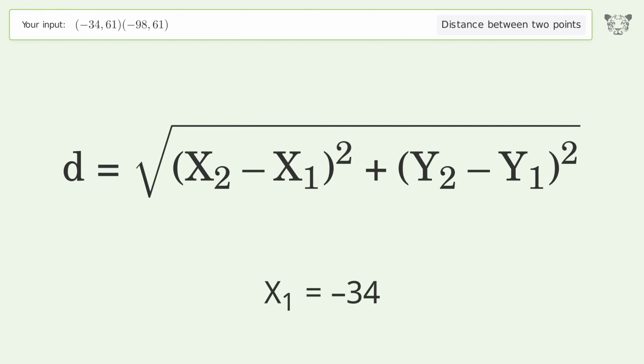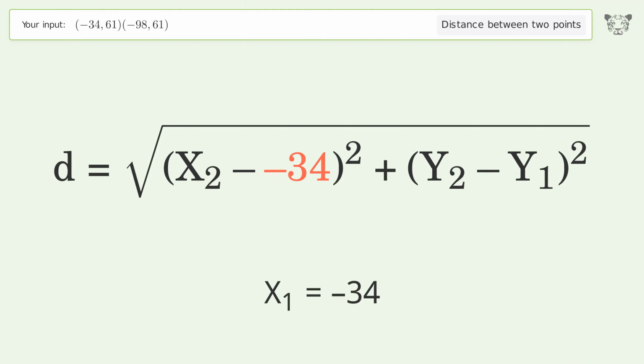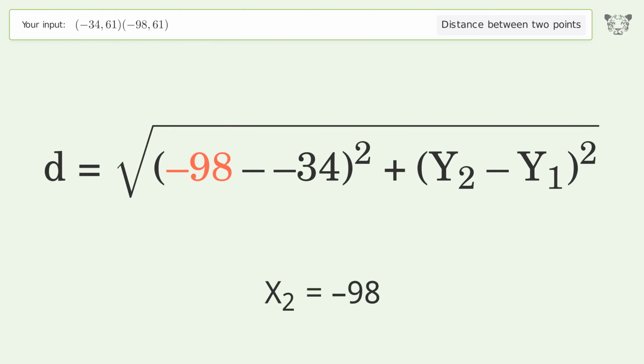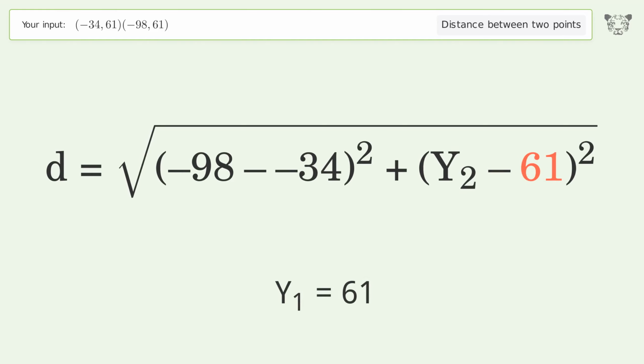x1 equals -34. x2 equals -98. y1 equals 61. y2 equals 61.